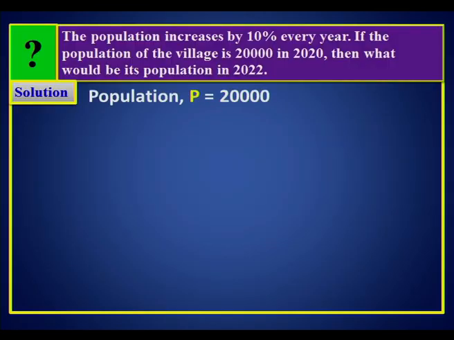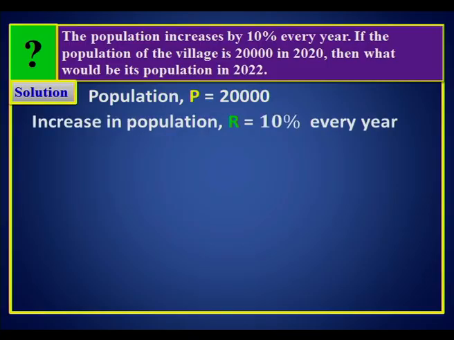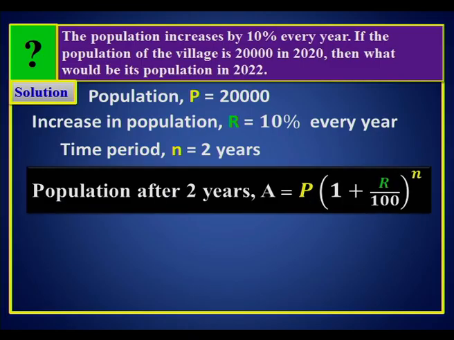Now, what is the present population in 2020? That is 20,000, and increase in population, that is rate of interest, we can call it as R. So, that is 10% every year, and the time period is how many years, children? Yes, 2 years, because from 2020 to 2022. So, there are only 2 years. Now, the formula to find population after 2 years is given by A is equal to P into 1 plus R by 100 whole power n. Now, let us substitute these values.